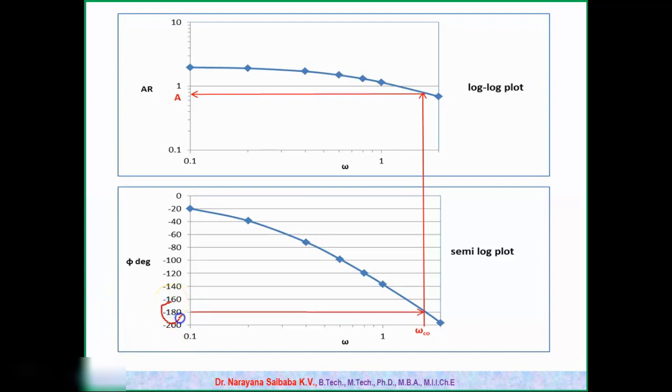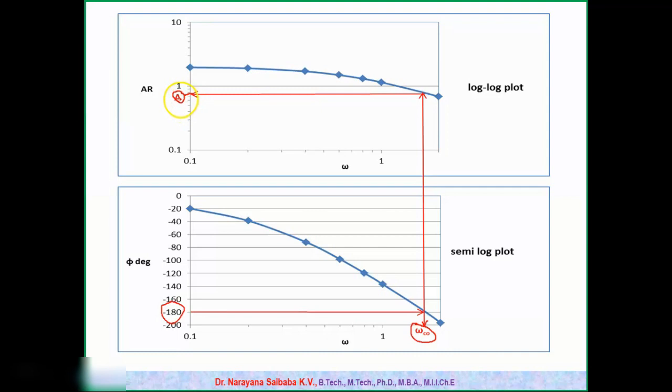So here we got minus 180. At minus 180, draw a horizontal line until it touches the curve. Here it is touching the curve. This frequency we call the crossover frequency. At the same crossover frequency, we have to find the amplitude ratio value. From here, draw a vertical line till it touches the top curve, the magnitude curve. At that point, draw a horizontal line so that we get the corresponding AR value.